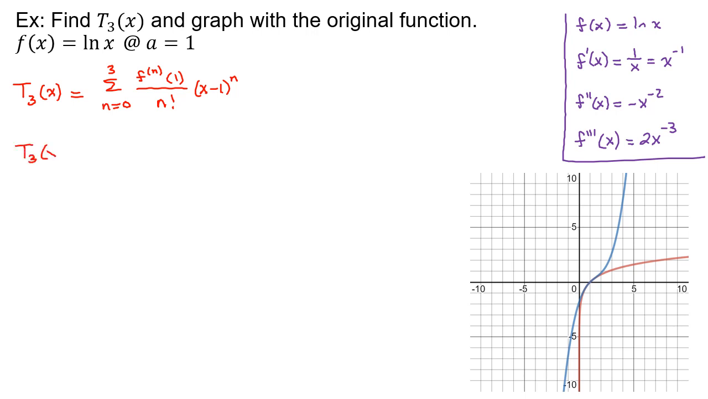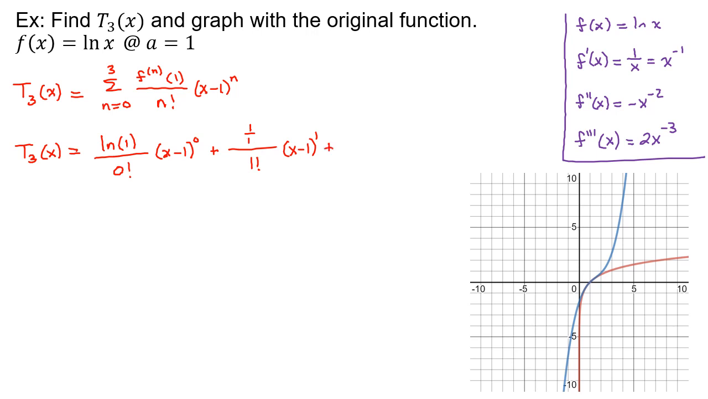So my third degree Taylor polynomial would be, I need to plug in, for n equals 0, I need to plug in 1 into the original function. So that would be natural log 1, not natural log 0, because I'm centered at 1, over 0 factorial times x minus 1 to the 0. So that's what you get if you plug in n equals 0, the 0th derivative. Then I would do the first derivative, which would be 1 over x, where you're plugging in 1 for x. So you actually get 1 over 1 factorial times x minus 1 to the 1.